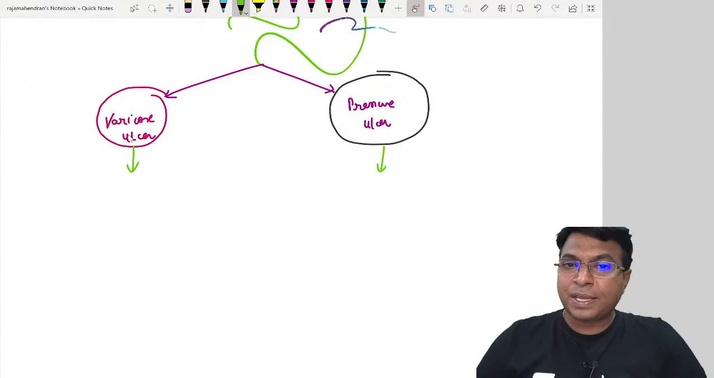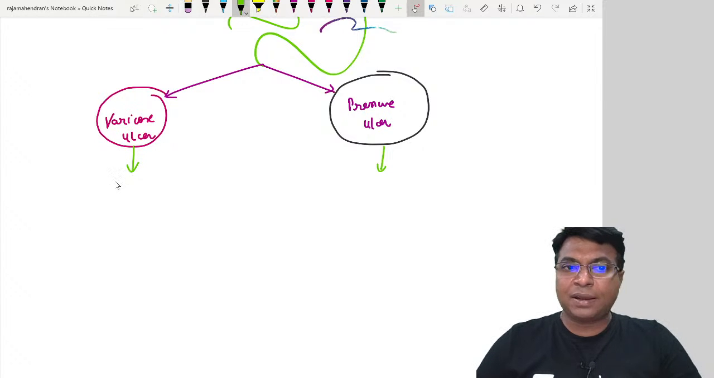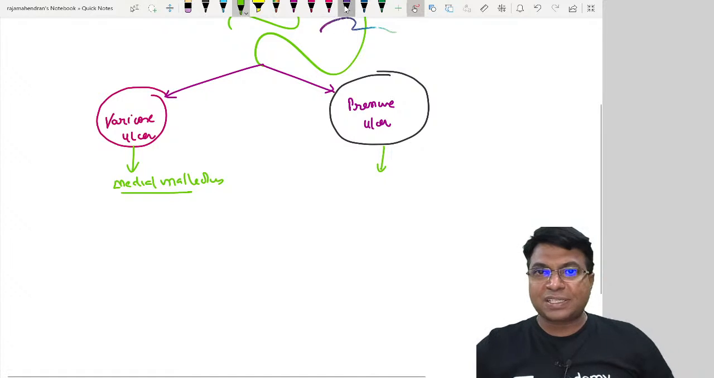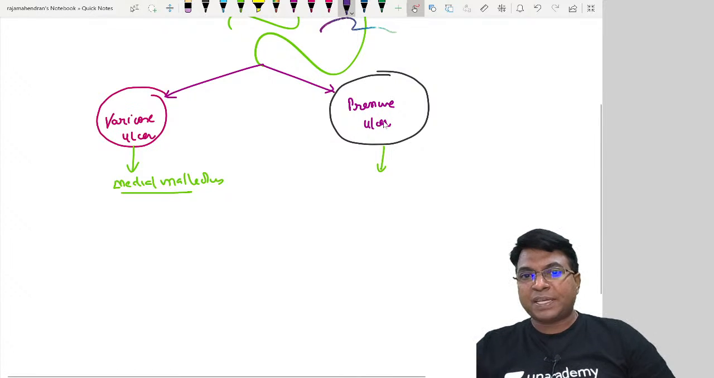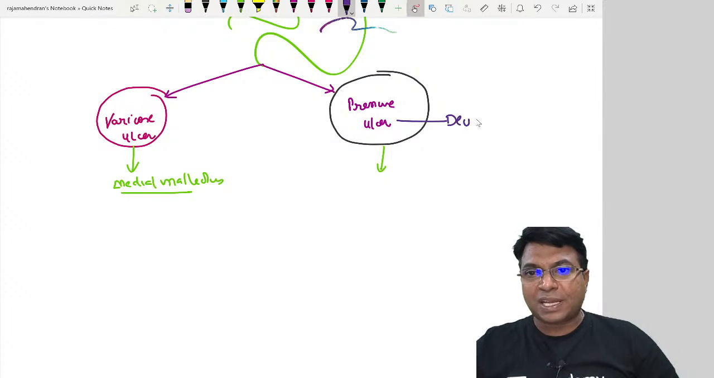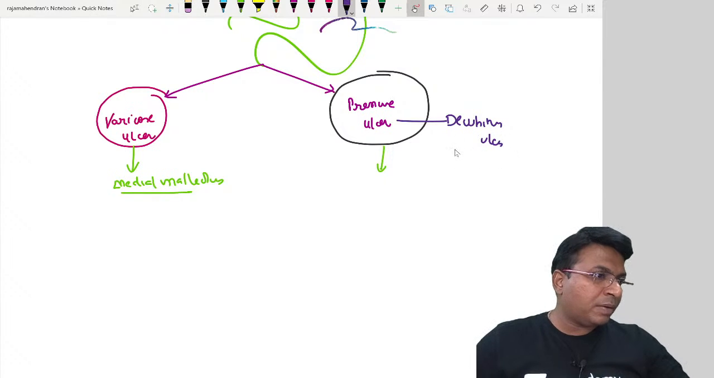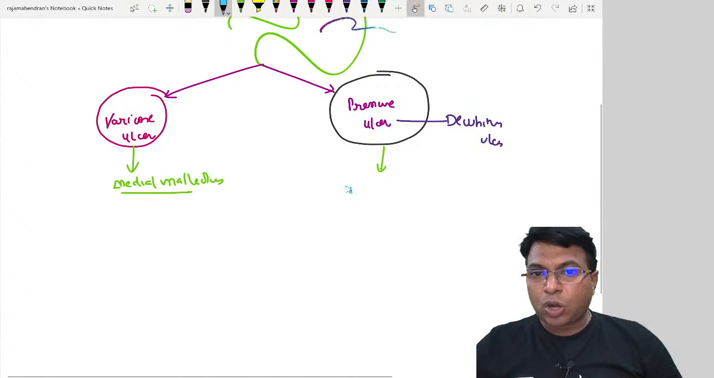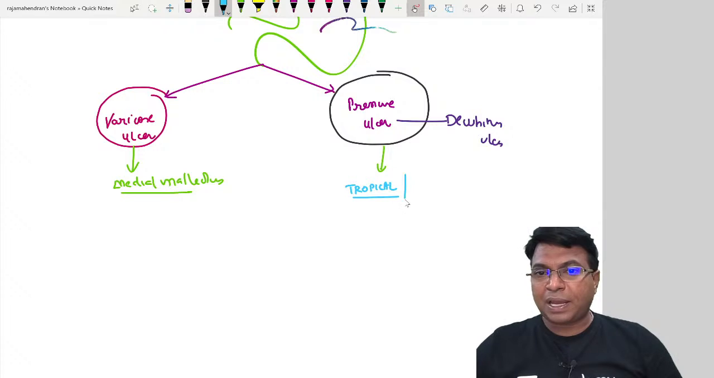So varicose ulcer and pressure ulcer, you have to know the differences. Varicose ulcer is most commonly seen over the medial malleolus. That's the first point. Pressure ulcer is also known as a decubitus ulcer. But what you are thinking about is the tropical ulcers, tropical or neuropathic ulcers.